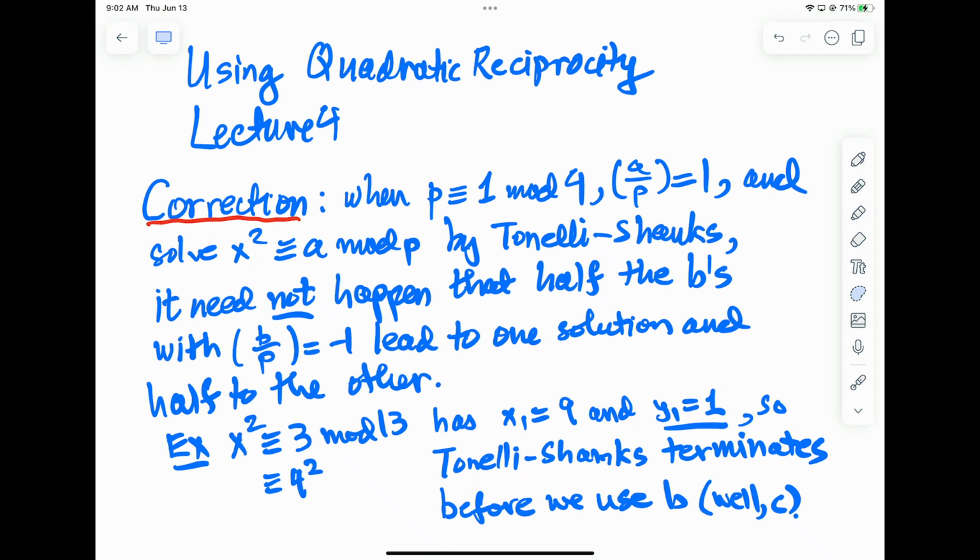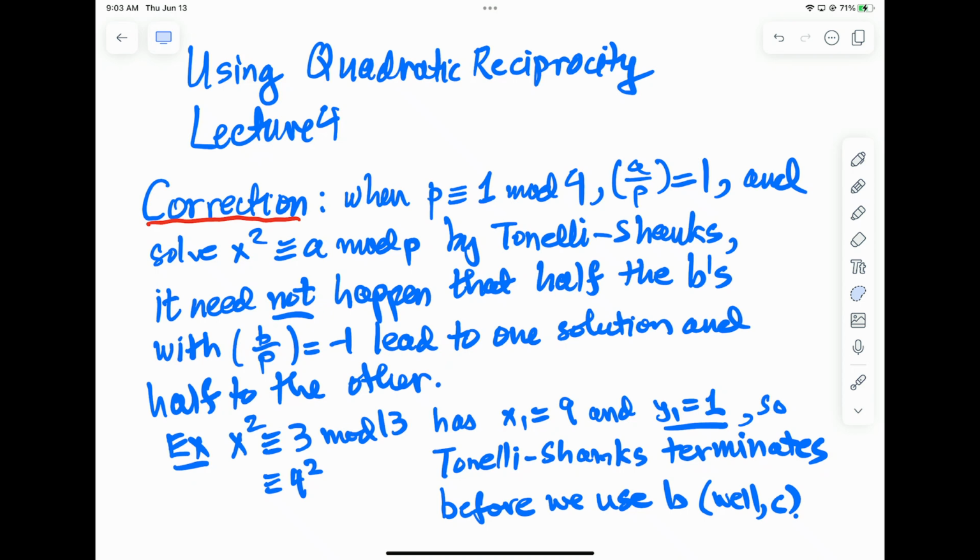It's kind of like this example at the bottom. Suppose you wanted to solve x squared equals 3 mod 13 by the Tonelli-Shanks algorithm. Notice 13 is a prime that's 1 mod 4, so this is a meaningful thing to do. Here A is 3 and P is 13. You always start by generating an x1 and a y1 that have nothing to do with the choice of B. But in this case y1 is 1, and so the algorithm actually terminates right at the start. 9 is a solution, right?